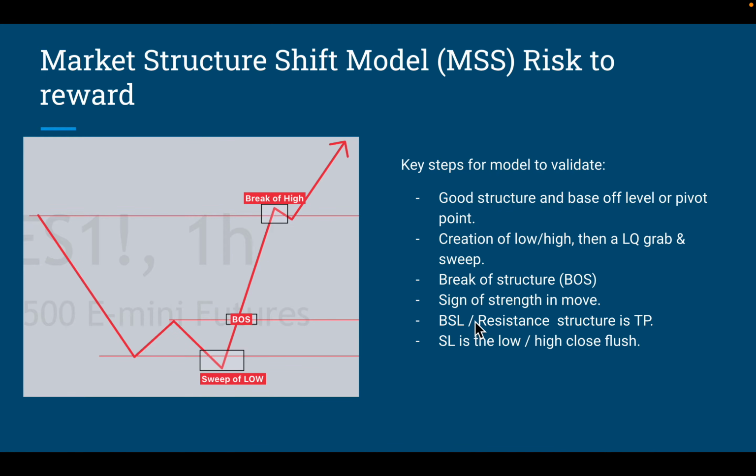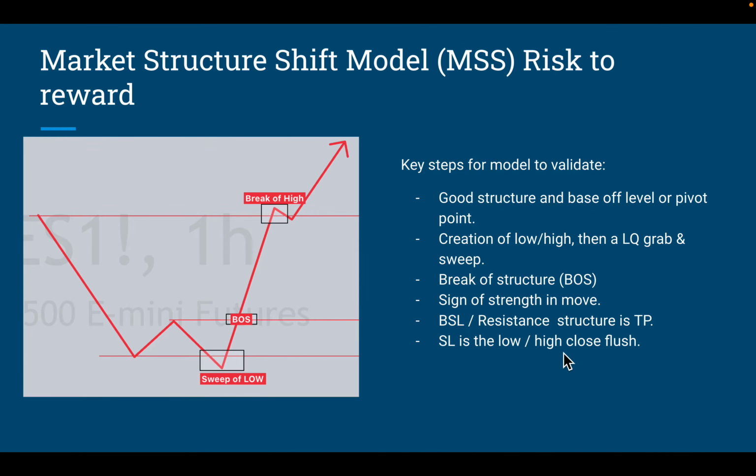The next thing, which also aligns with BOS, is a sign of strength in the move. So whenever we see a BOS move here, like I said, you want to see it pop off, right? You don't want to see a slow burn to the upside here. You want to see it come up here and take out the BOS with aggression, with impulse, with close flushes. You want to see nice extensive volume kicking through that BOS. That's exactly what you want.